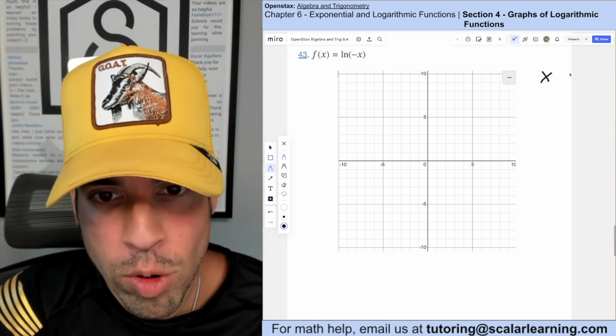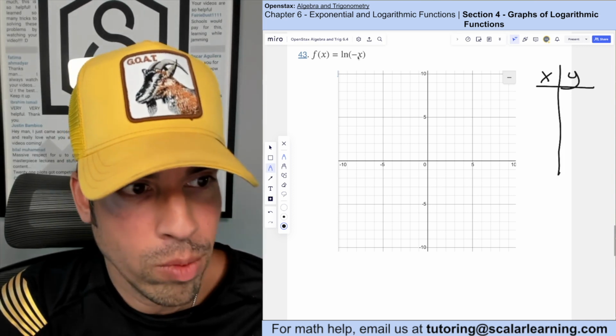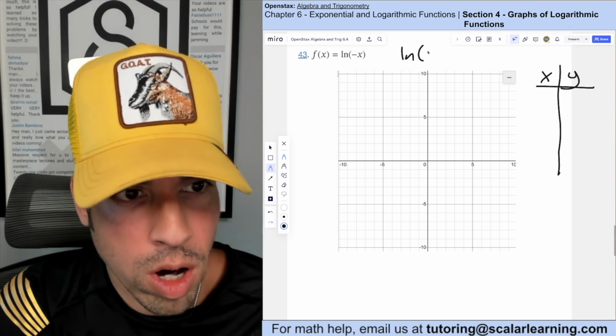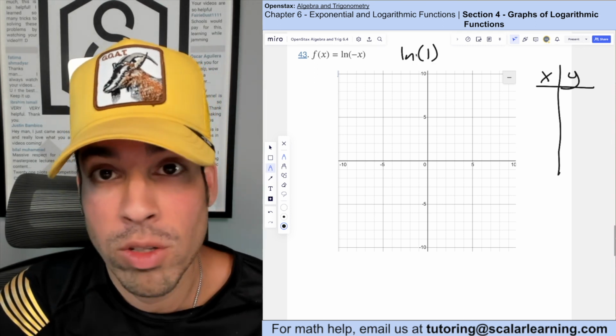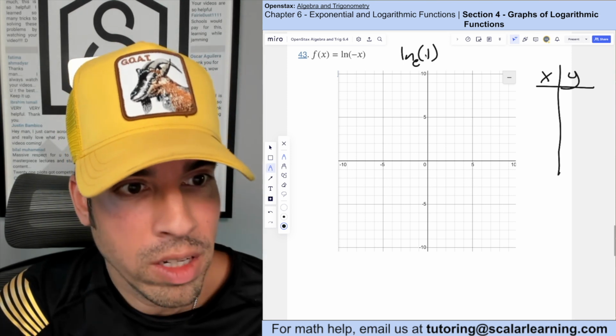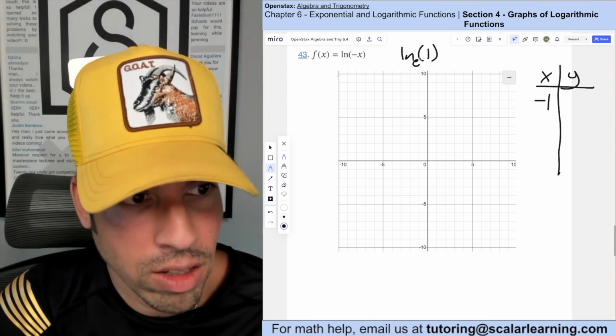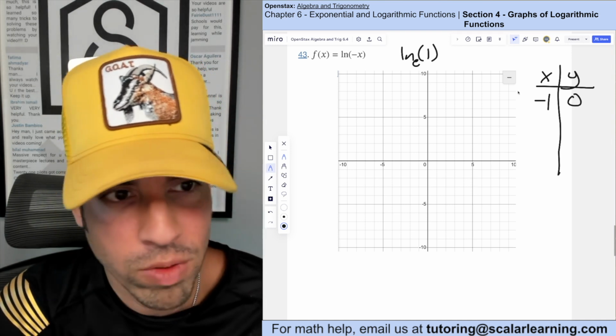Now to get a little bit more precise, we're going to plug in a few points. Like I said, I like to start with taking ln of 1, because ln of 1, I know that's going to be 0, because it's saying e to the what power is 1, that's 0. So what's going to give me 1 is if I plug in negative 1, because we're going to negate it and it's going to take ln of 1. So I know that's going to give me an output of 0.